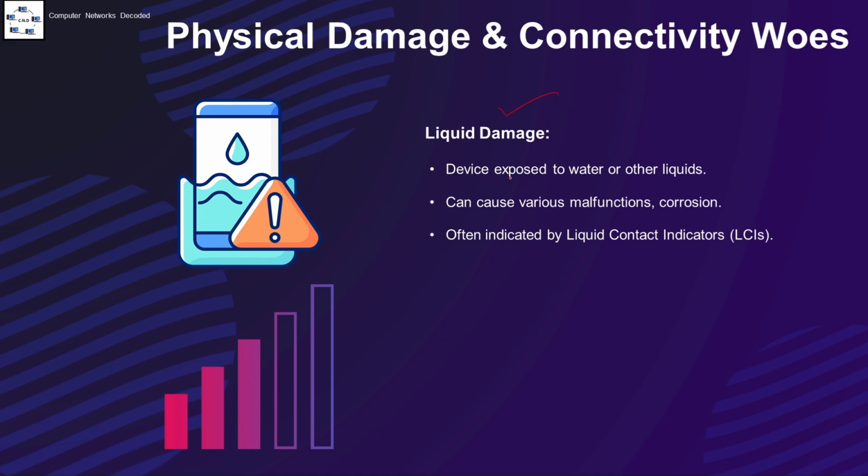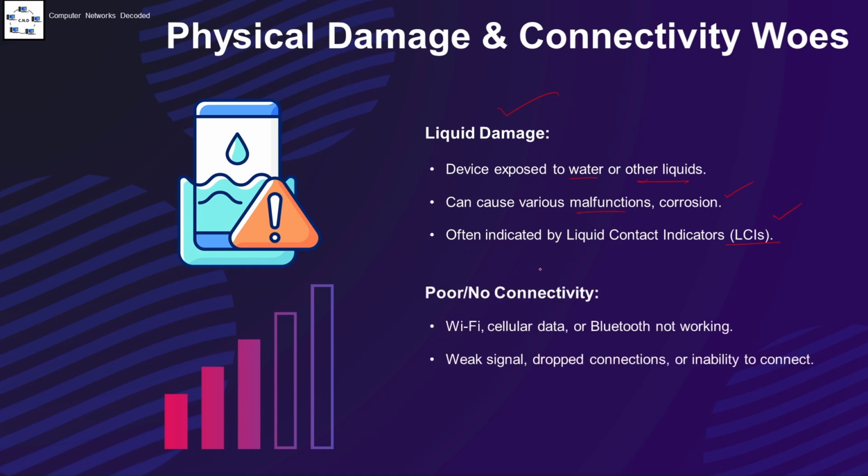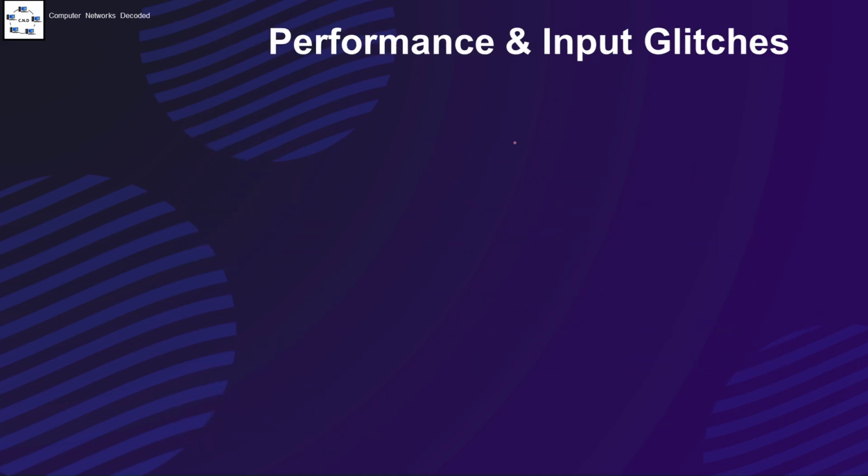Liquid damage may be due to the device being exposed to water or other liquid, which can cause various malfunctions as well as corrosion. It is often indicated by the liquid contact indicator, that is LCIs. Poor or no connectivity, Wi-Fi, cellular data, or Bluetooth may not be working, which may be due to weak signal, dropped connection, or inability to connect.